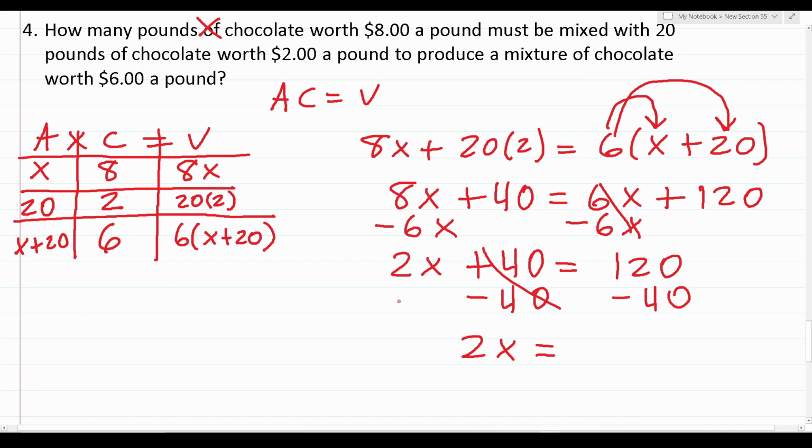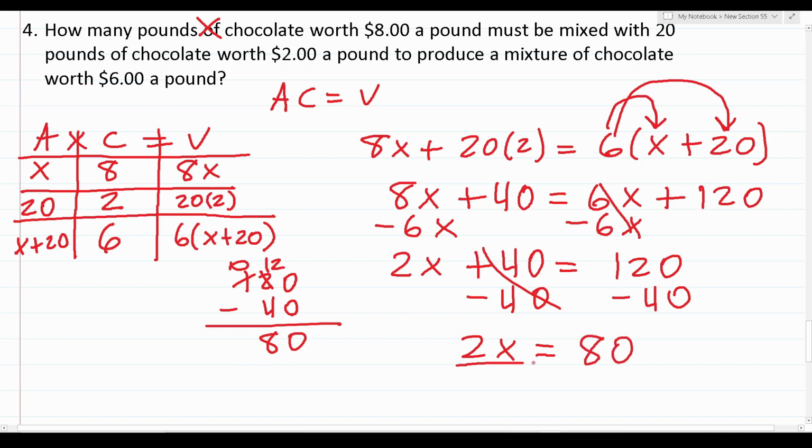If you can't do that in your head, you can always work it off to the side. So that's 120 minus 40. 0 minus 0 is 0. 2 minus 4 we can't do, so we have to borrow. This becomes 0, this becomes 12. 12 minus 4 is going to be 8. And 0 minus nothing is nothing, so this is 2x equals 80.